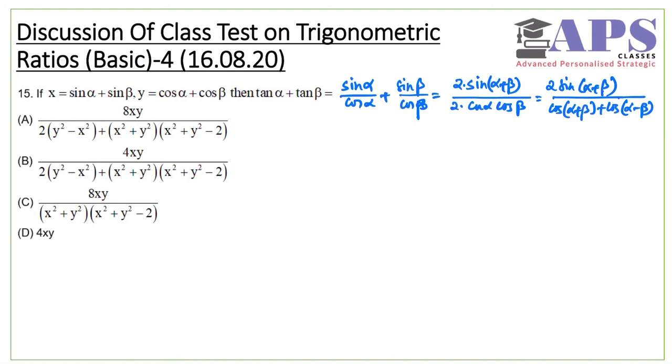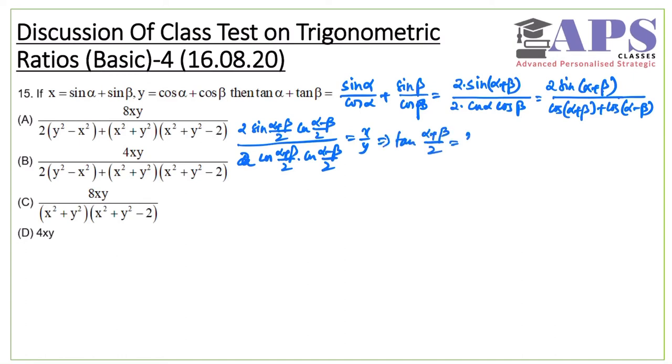So what is sin alpha plus sin beta? Sin alpha plus sin beta is 2 sin alpha plus beta by 2 into cos alpha minus beta by 2, divided by cos alpha plus cos beta, which is 2 cos alpha plus beta by 2 into cos alpha minus beta by 2, that is x by y. This is given to us. So this will imply tan of alpha plus beta by 2 equal to x by y. Now from tan of alpha plus beta by 2 we can find sin alpha plus beta and cos alpha plus beta.